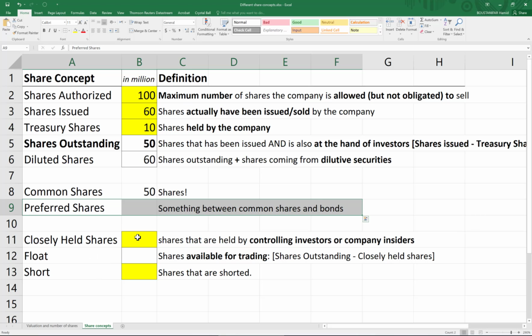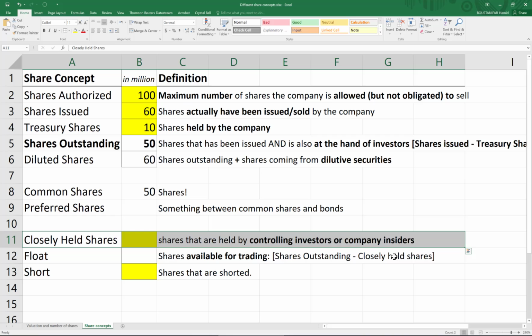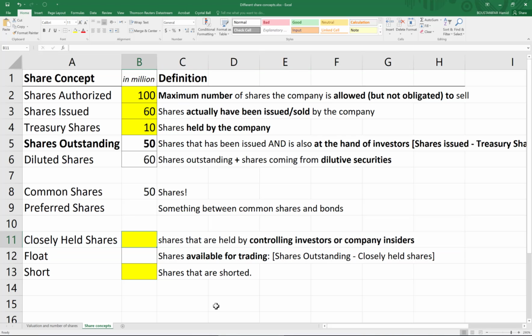There's another one that is called closely held shares. These are the shares that are held by controlling investors or the company insiders, such as the CEO of the company. For example, in this case, imagine that there are 10 million owned by, let's say, the CEO of the company.